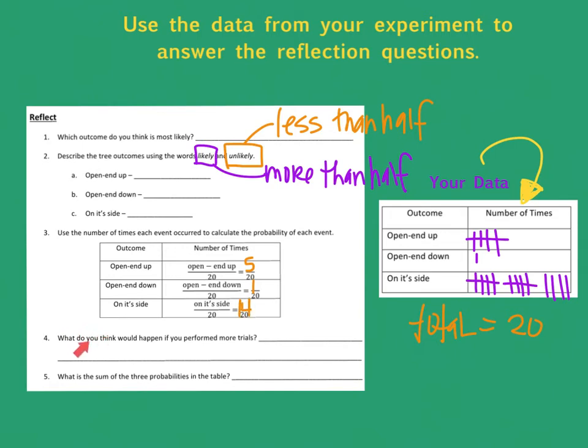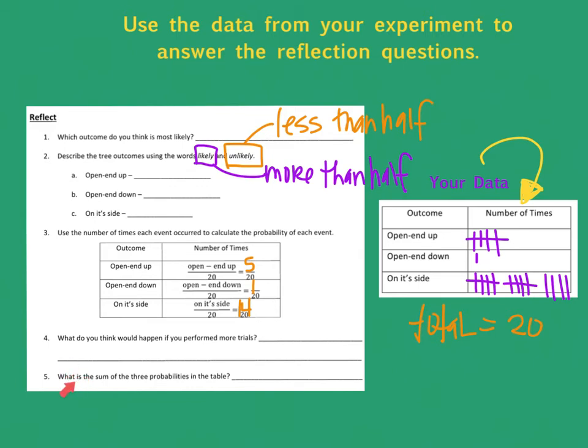Then number 4, it says, what do you think would happen if you performed more trials? If I kept doing this experiment, what would happen to my data? Would I keep ending up getting the same one most of the time? Would they start to even out? You make a prediction right here on number 4 of what you think would happen.